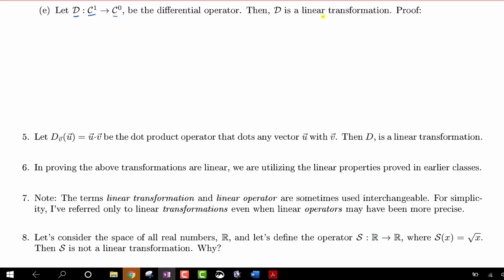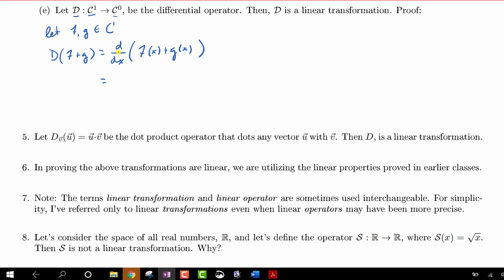Well, then my claim is that this is a linear transformation. Let's go ahead and see how we prove that. Let f and g be elements of the space of continuously differentiable functions. Now let's apply the differential operator to f plus g. The differential operator is what we think of when we say take the derivative. So we're going to take the derivative of f of x plus g of x.